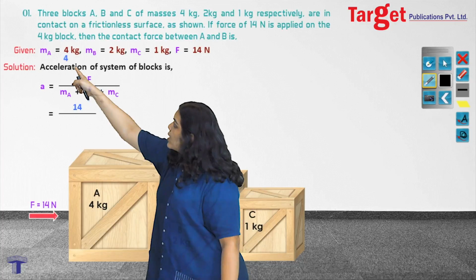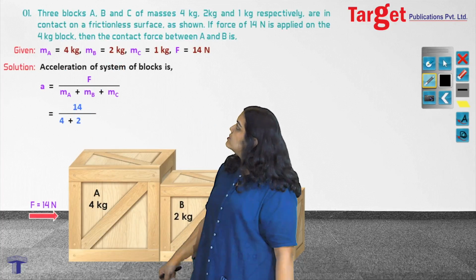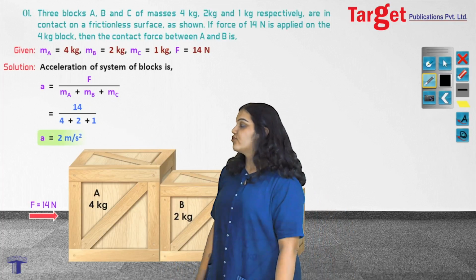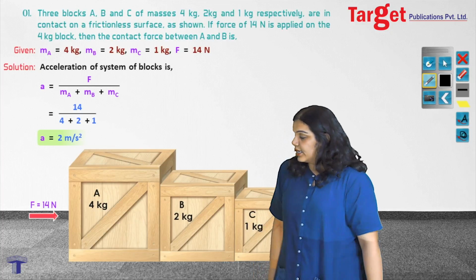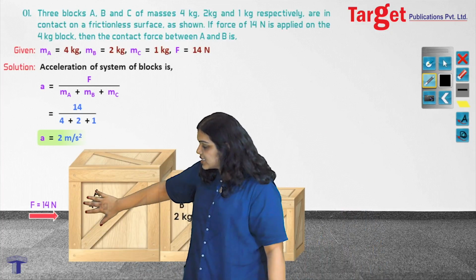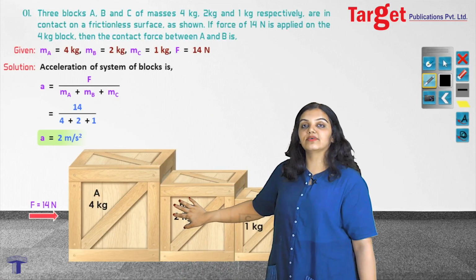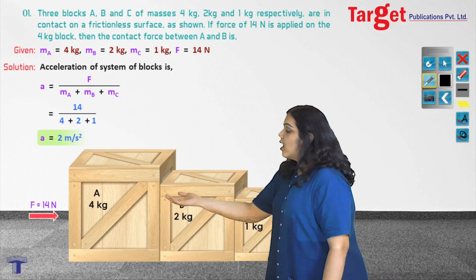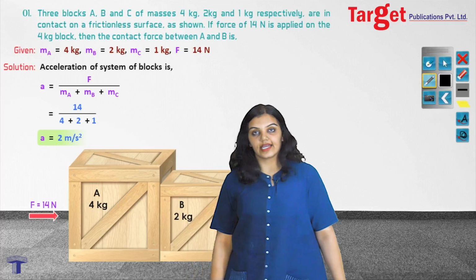And then I have MA, which is 4 kg, MB, which is 2 kg, and MC, which is 1 kg. And this gives me the acceleration of the system, that is 2 meters per second square. Now remember, it means that this block is moving with 2 meters per second square, this block is moving with 2 meters per second square, and this block is also moving with 2 meters per second square, because they are all moving together. So now I have A is equal to 2 meters per second square.